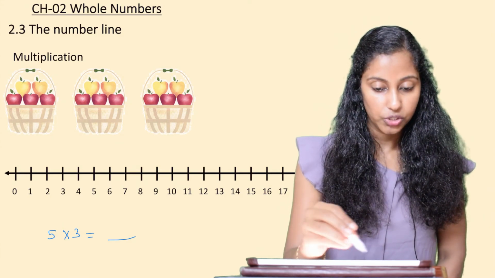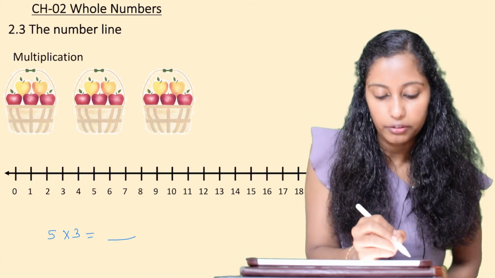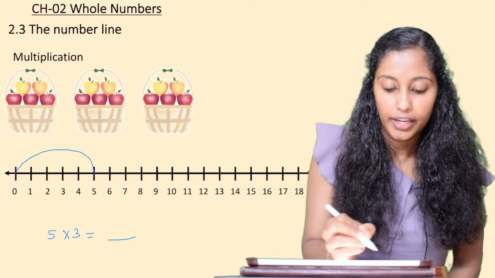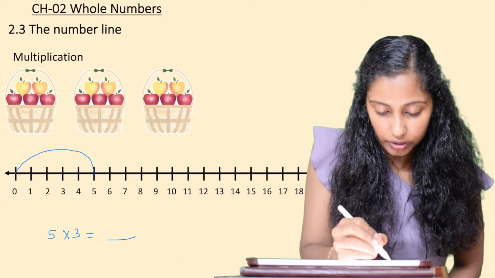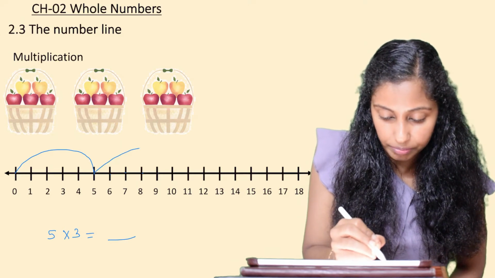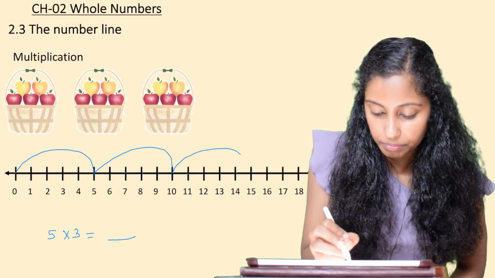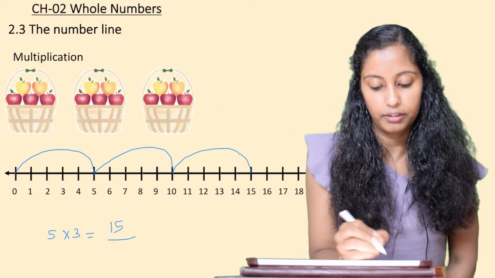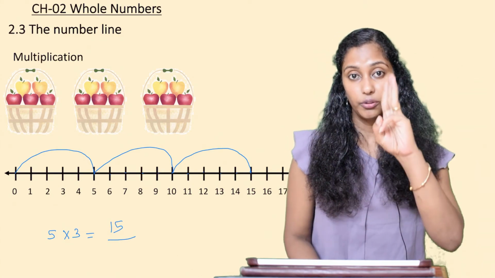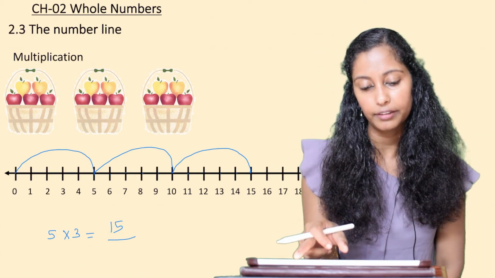And how we are going to start is, we are going to take jumps of 5, 3 times, because there are 3 baskets. So from 0 we start, we take 1 jump of 5, then again another jump of 5. Okay, this is the second jump. So 1, 2, 3, 4, 5. Another jump is at 10. And one more jump, 1, 2, 3, 4, 5. So the other jump is at 15. So 5 multiplied by 3 gives 15. So here 5 jumps 3 times, or we can even do 3 jumps 5 times. The answer is going to be one and the same.